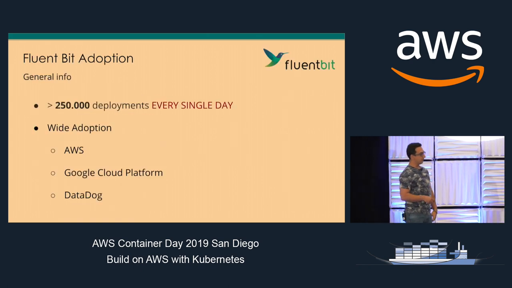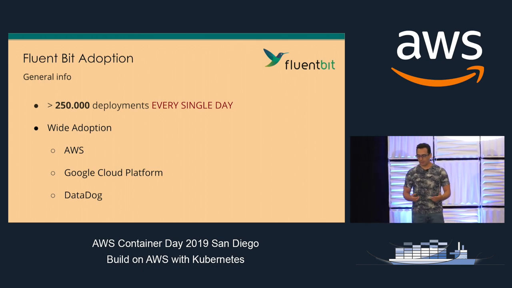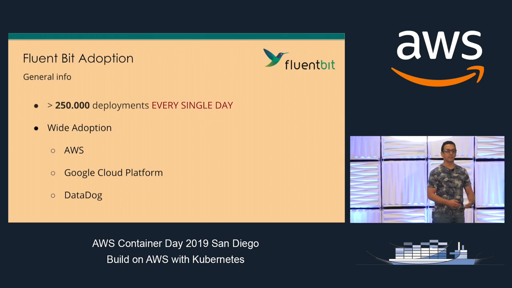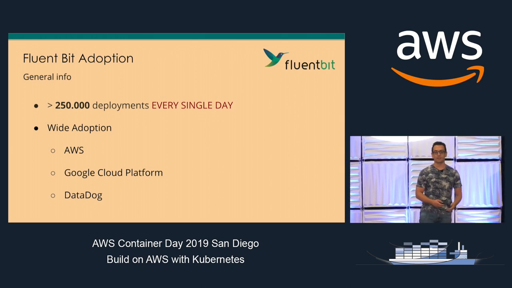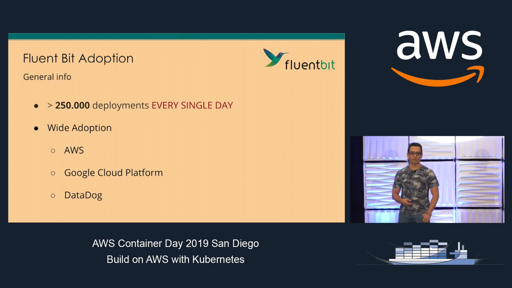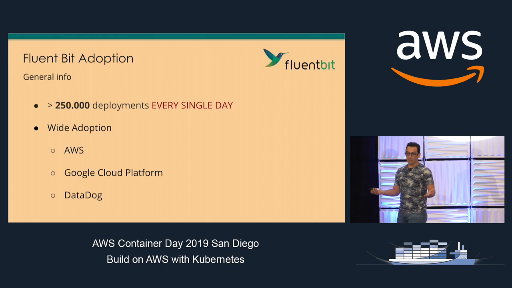This information is a bit outdated because the stats have already grown in the last weeks. And we have wide adoption: AWS, Google Cloud Platform. Datadog is also now contributing back to the project. If you get Fluent Bit, you're going to get your own Datadog connector, so you can create your fancy dashboard with metrics or AWS services.